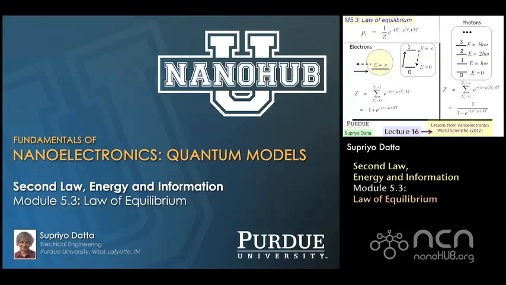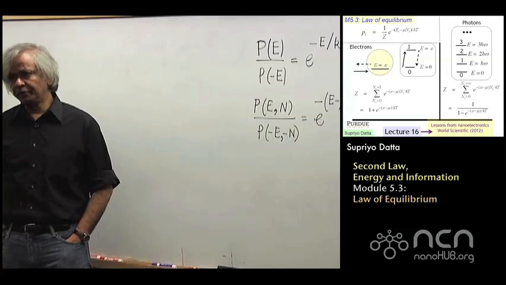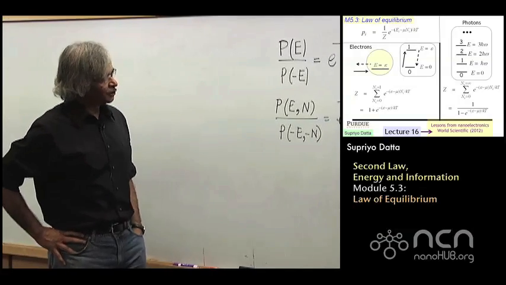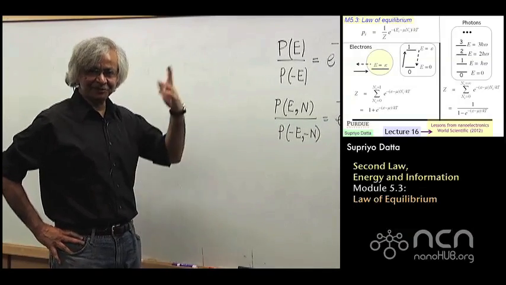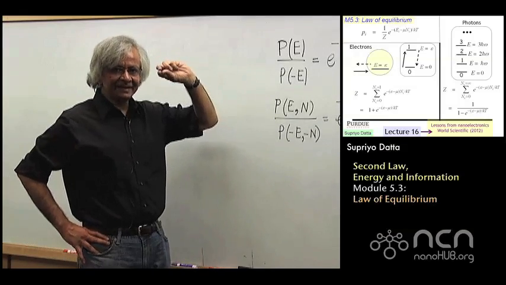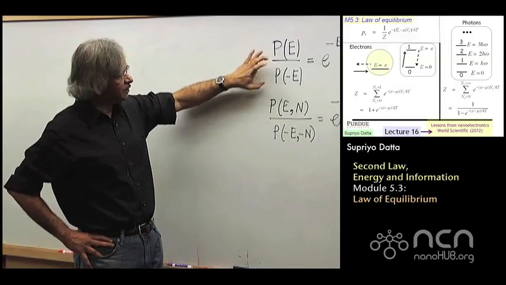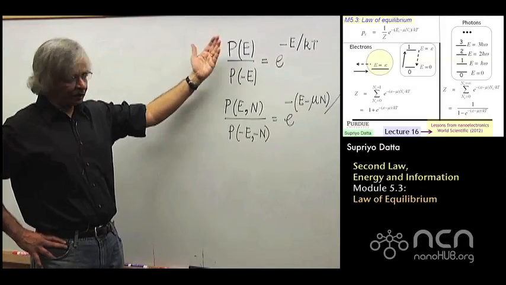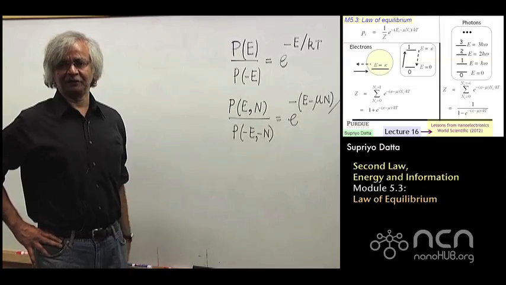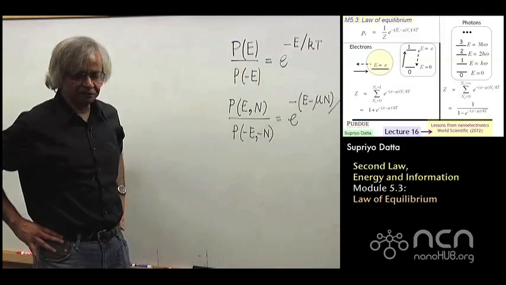nanoHUB-U, online instruction. So welcome to module 5.3. Now, as you may recall, in the first module, I tried to explain why there is this asymmetry between absorption and emission that needs to be obeyed in order to comply with the second law. And I tried to show that relationship.